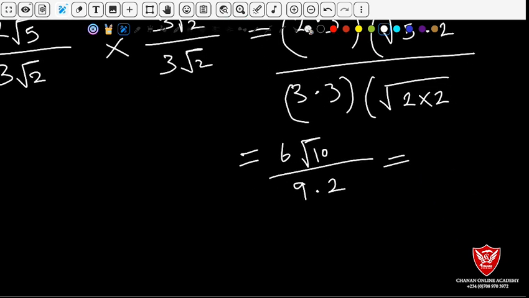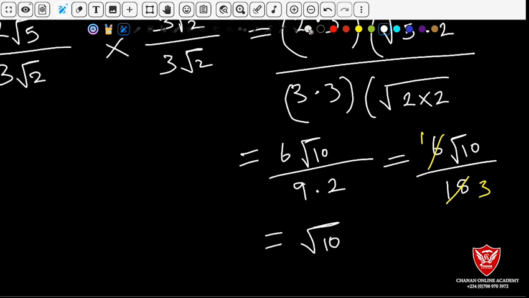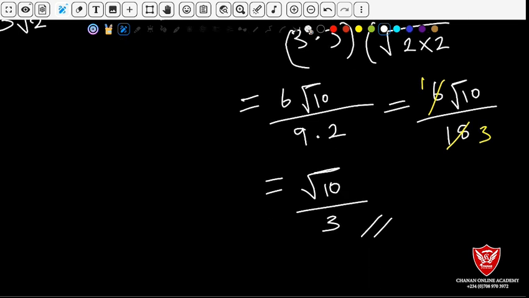This is equal to 6 root 10 over 18. Now we can simplify this by dividing the numerator by 6 and the denominator by 6. If we divide 6 by 6, we have 1. If we divide 18 by 6, we have 3. So our final answer will be root 10 over 3. And that's if we multiply with the coefficient and the surd.